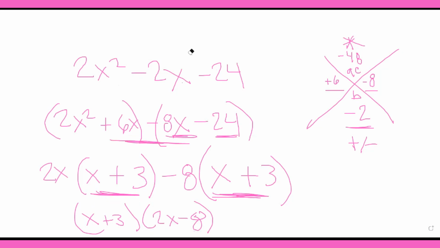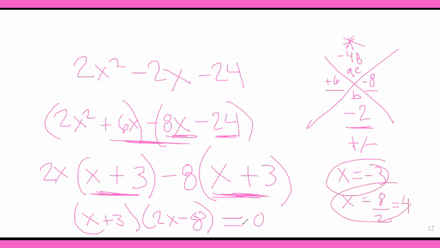Always check with FOIL. So again, if we needed to find the solutions, we would set this equal to 0. That would be x equals negative 3. And then the 2x minus 8, that would be x equals a positive 8 over 2, or 4. So those would be our solutions there. So that's using the X method with an a term.